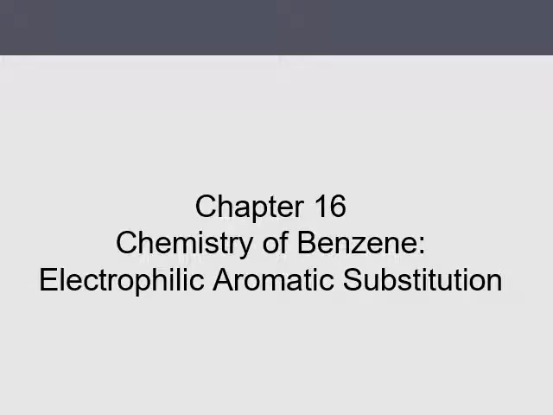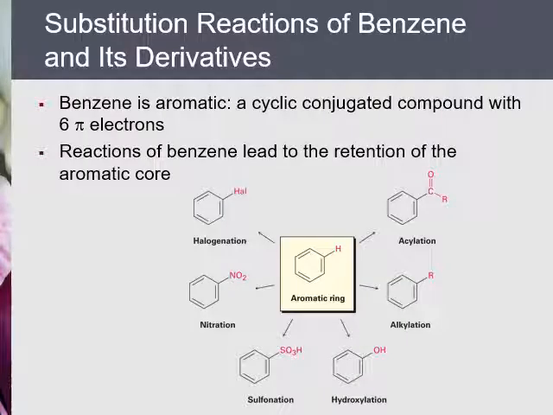Chapter 16, Chemistry of Benzene, Electrophilic Aromatic Substitution. As we already learned in the last chapter, benzene is an aromatic compound, and benzene undergoes aromatic substitution reaction instead of addition reaction. One of the hydrogens can be replaced by a halogen, and the reaction is called halogenation reaction. Other substitution reactions include nitration, sulfonation, hydroxylation, alkylation, and acylation.